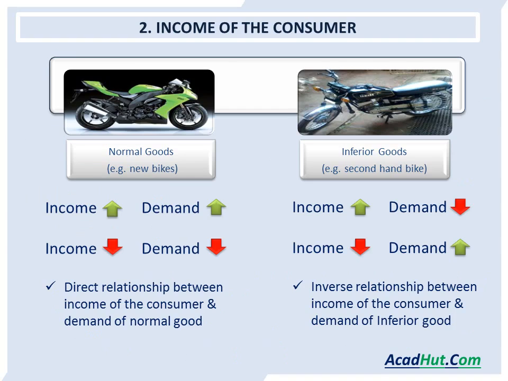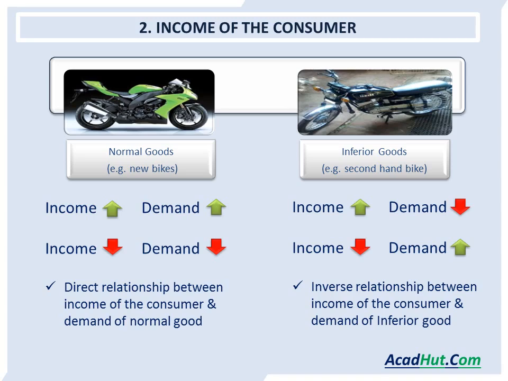Now we come on to the next thing, that is income of the consumer. As you can see in the first picture, if we are taking normal good as a new bike, the modern one, and we take inferior goods as a second hand bike, like in the second picture. So now when we talk about the normal good, as income increases, the demand increases, and income goes down, then demand goes down. There's a direct relationship between income of the consumer and demand of normal good.